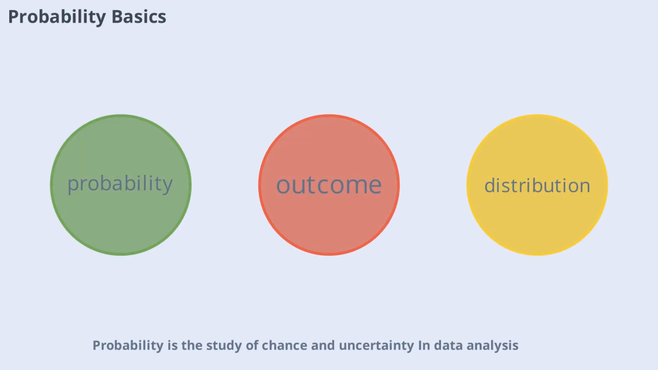Probability is the study of chance and uncertainty. In data analysis, probability helps you estimate the likelihood of different outcomes.